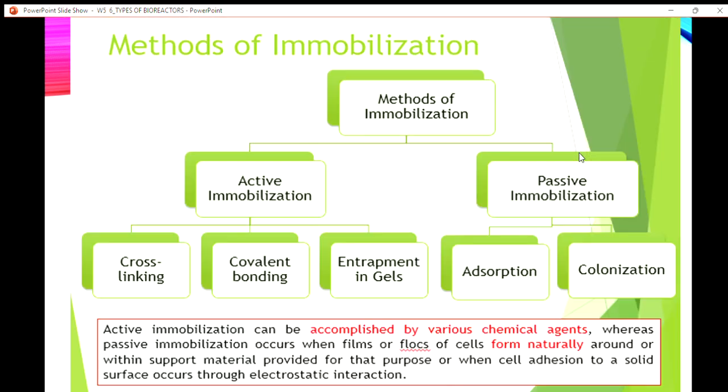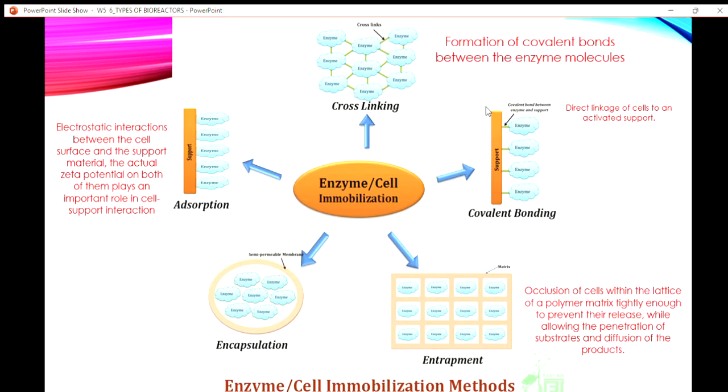Okay, but for this one, you need to add an active support, and this is your cell, so you have to add some chemical agent as well, so they become attached to each other, so this enzyme won't move freely.